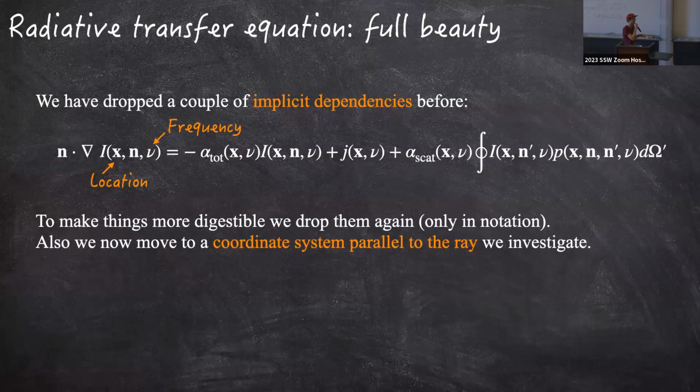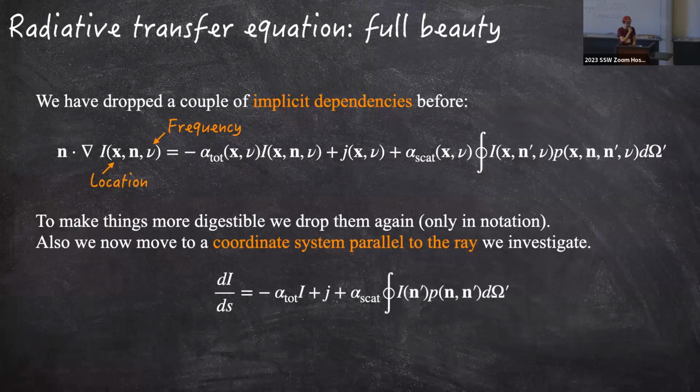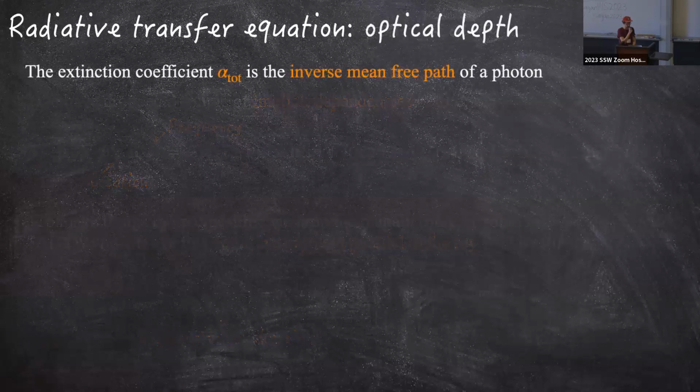And now we will change to a coordinate system that's parallel to the ray that we're studying, and just express distance as the distance traveled along the ray. And then it looks like this, and this is already much nicer. So dI/ds, no nabla anymore. And we make it even more simple now. We will change from s, distance, to units of optical depth.